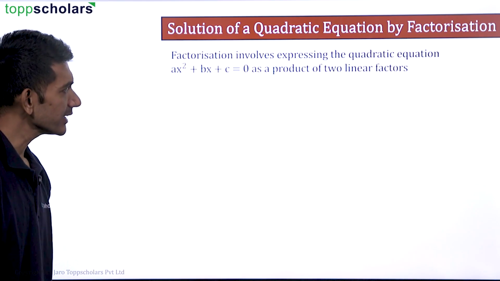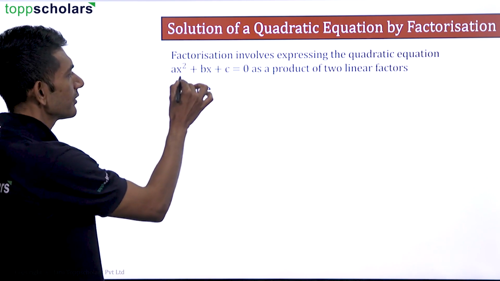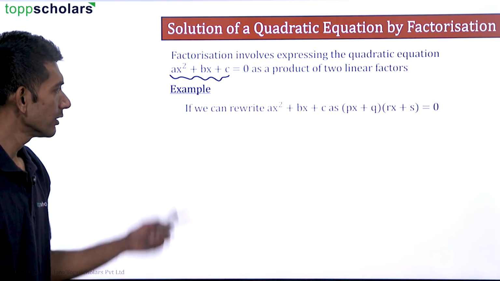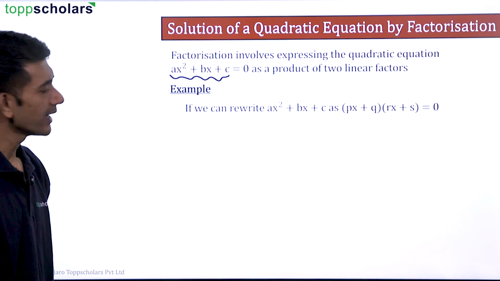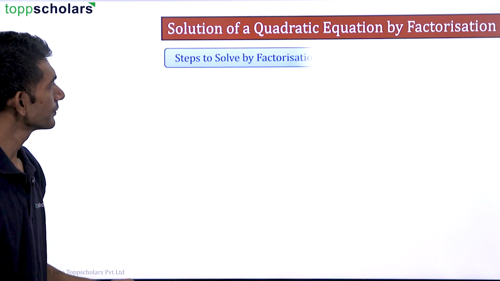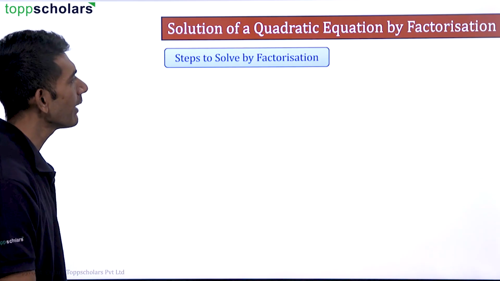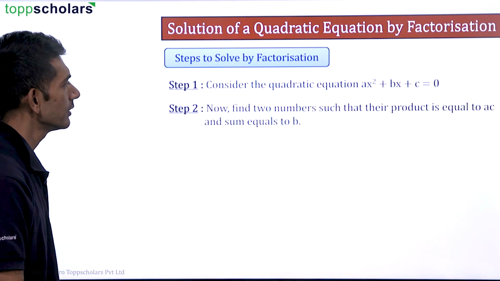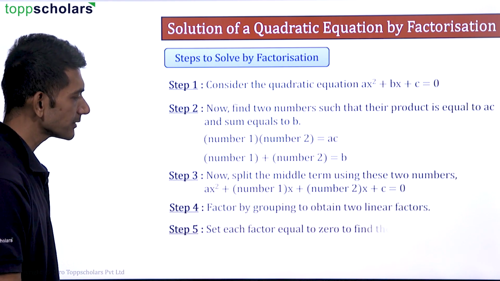So factorization basically involves expressing the quadratic equation as a product of two linear factors. See, this is a quadratic equation. You find out two linear factors, right? We can rewrite this as px plus q into rx plus s is equal to 0, and then find out two values of x. Now let us see some of the steps to find the quadratic equation by factorization method. That is solution to find out the quadratic equation by factorization method. Now these are the steps.